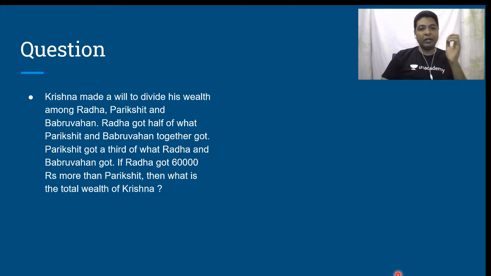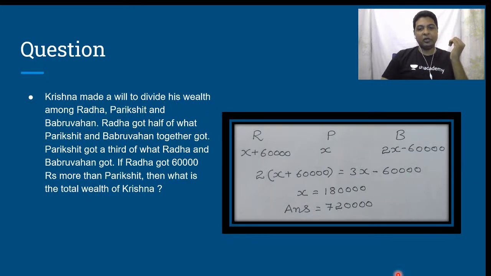Can we solve it by using a lesser number of variables and also avoiding fractions? Yes, it is possible. How? Let us say that Parikshit had, I'm taking the last statement. Radha got 60,000 rupees more than Parikshit. If Parikshit has x rupees, then Radha would get x plus 60,000, right?